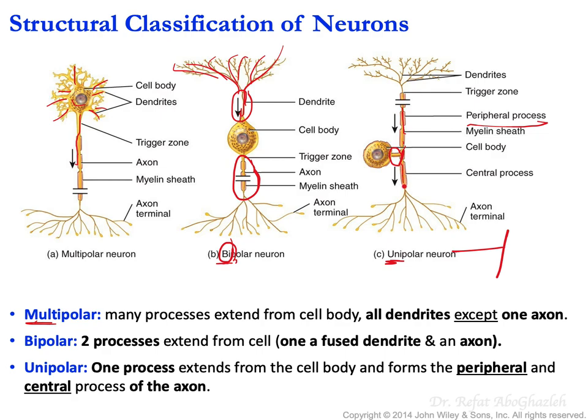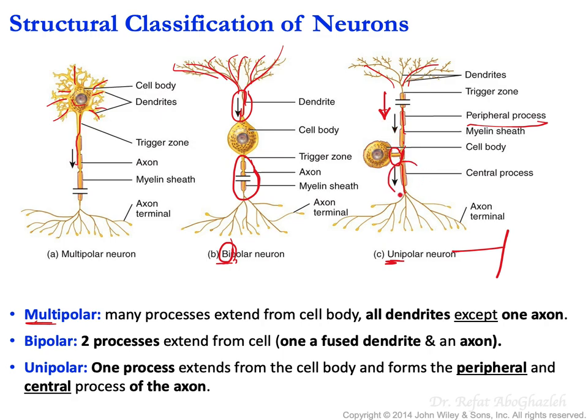And this is the central process. You know what I mean? So we'll talk about each one of them, but let me add one thing: the peripheral process, look at the direction of impulses. That means the peripheral process, this part, conducts impulses toward the cell body. That means it's a dendrite. So we will say, okay, this is a dendrite.